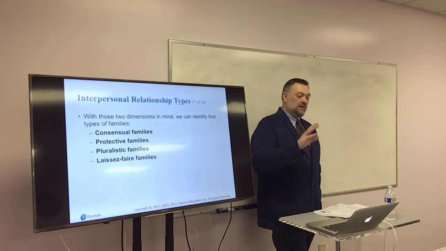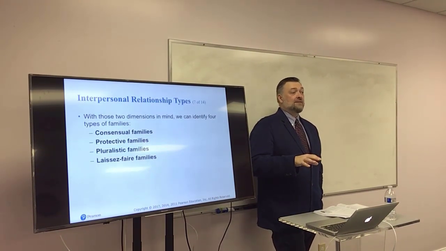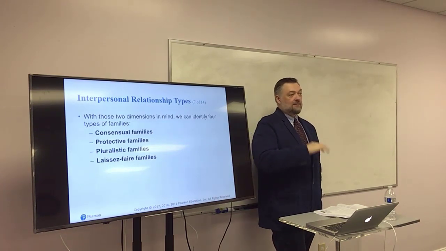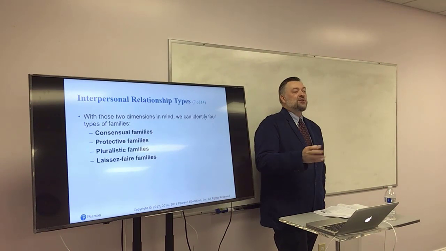So where the consensual family finds a common ground, the conformity-based family says, this is it, this is the common ground, and you stick to it. So while others find it, the other ones don't need to find it because somebody in the family already established it. You don't need to look for it. There's no discussion that needs to happen of what we should do.